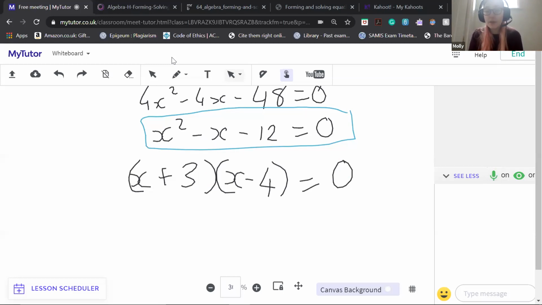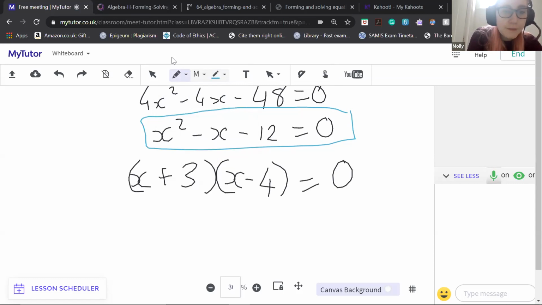Now we know with the quadratic, because of the shape of the graph, there's going to be two solutions. For example, with x squared equals 4, the solutions are plus or minus 2. There's always two solutions, well, up to two solutions. So the way that we get our two solutions from this is that we first of all think, well, what would the solution be if this bracket was 0? It would be x is minus 3.